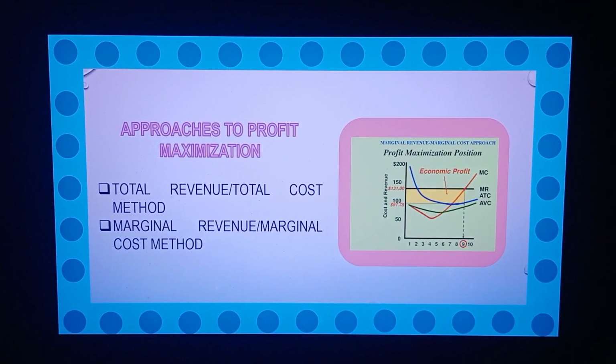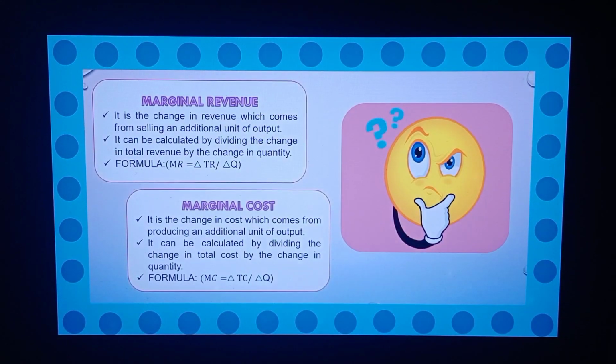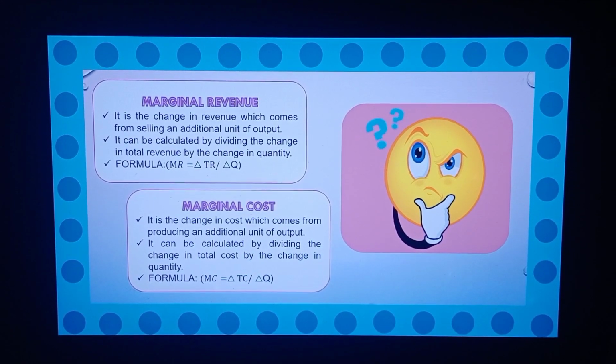There are two approaches to profit maximization. The first one is the total revenue, total cost method, and the second one is the marginal revenue, marginal cost method. Ano nga ba si marginal revenue? It is a change in revenue which comes from selling an additional unit of output. For example, if a baker sells an additional loaf of bread for $2, then their marginal revenue is also $2.